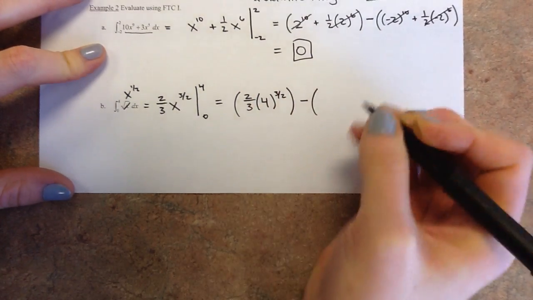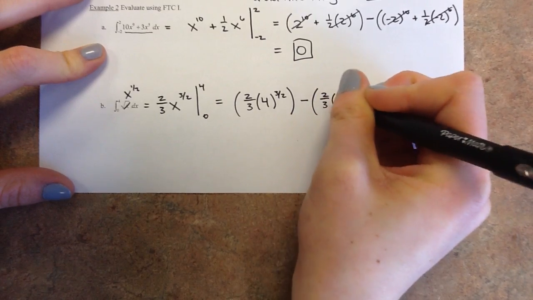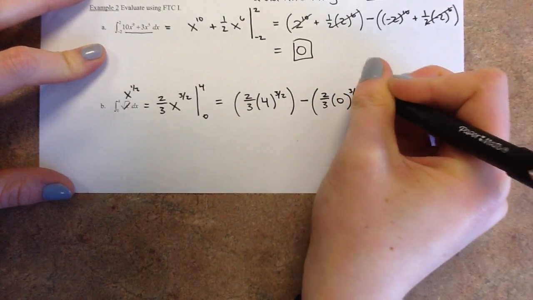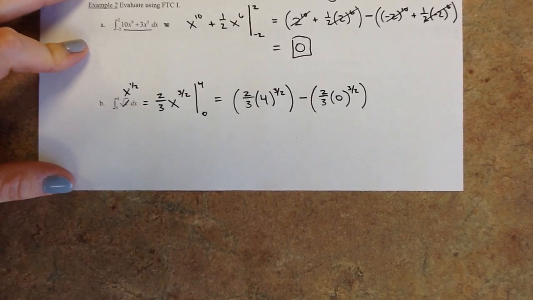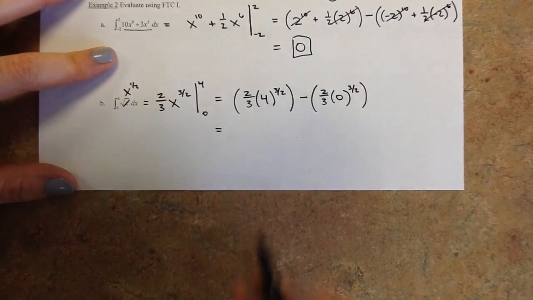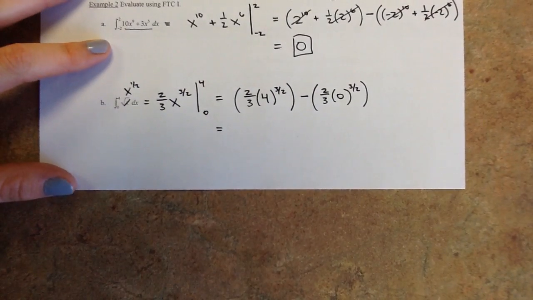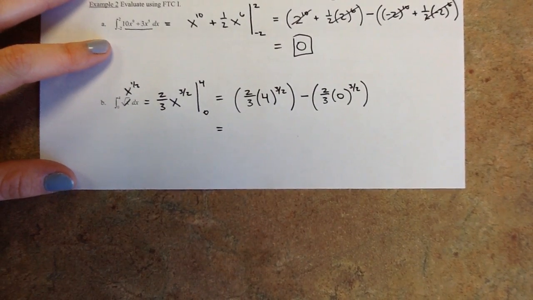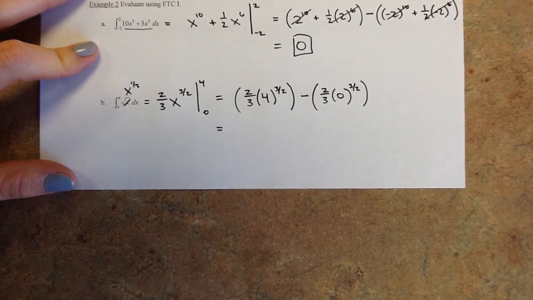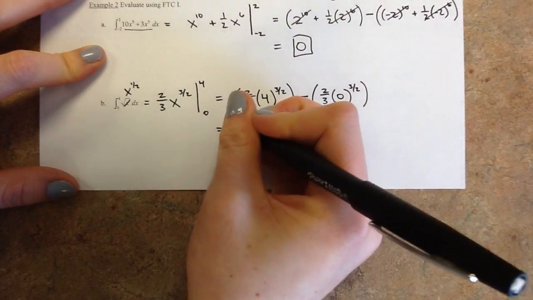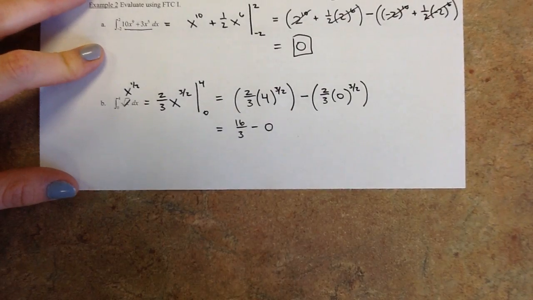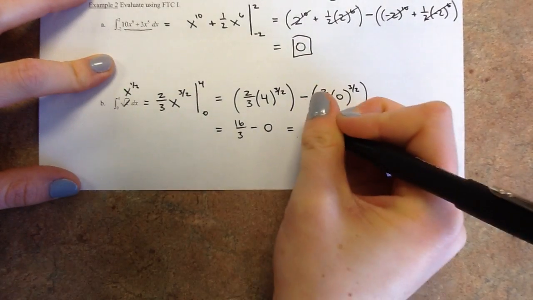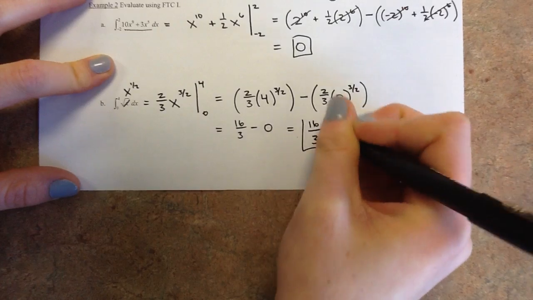And then minus, then plug in your lower bound. Eventually you'll get to a point where you'll know it's just 0, so you don't even have to write it down. But for now, we're in the beginning stages, so we're going to write it down. 4 to the 3/2 is either the square root of 4 to the 3rd or the square root of 4 cubed. Either way, you get 8. So it's 2/3 of 8, which is 16/3, and then minus, we know that is 0. Okay, so we just end up with 16/3, and that is our area.